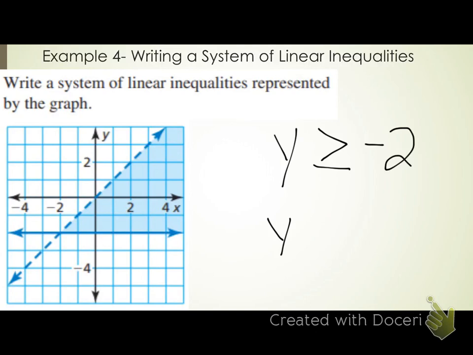What's my slope? 1. 1 over 1 or just 1, right? So that's the number that's going to be in front of x. Do I need to put the 1 though? No. You can if you want.